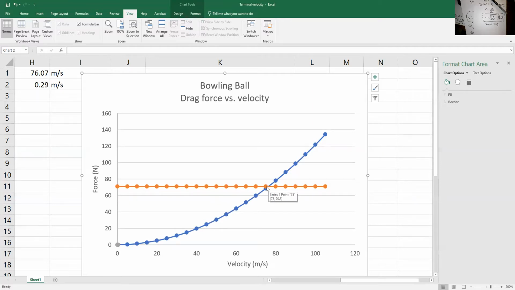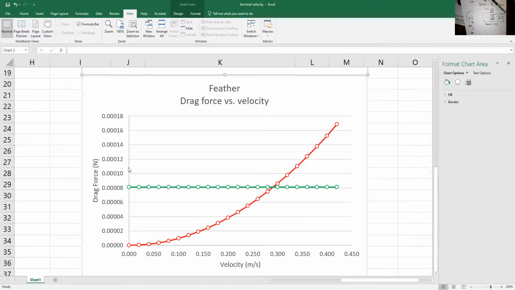Remember, F equals ma, sum of forces acting on the object equals mass times the acceleration of the center of mass of the object. And that's important to always know and always state it that way. All right, that's the bowling ball. Let's look at the feather. That looks about the same.